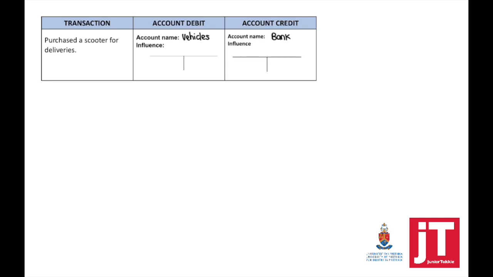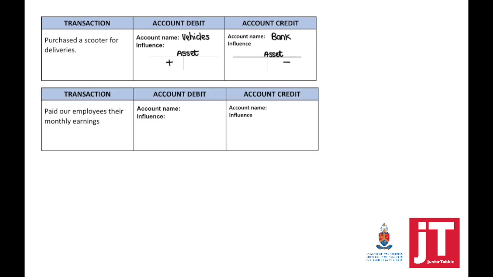And if a payment is made, it means that bank is involved. So now, vehicles is regarded as a non-current asset, and bank is regarded as a current asset. This means that vehicles will increase our assets and the money going out of our bank account will decrease our assets.